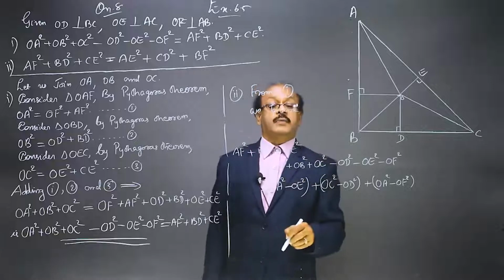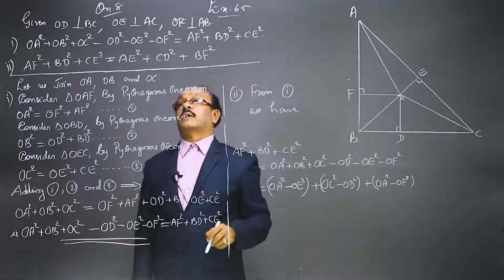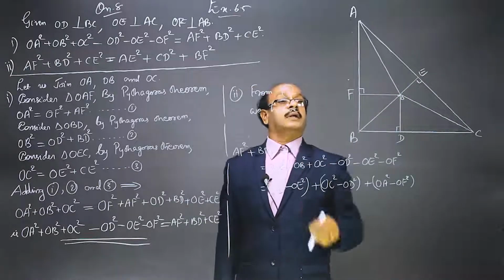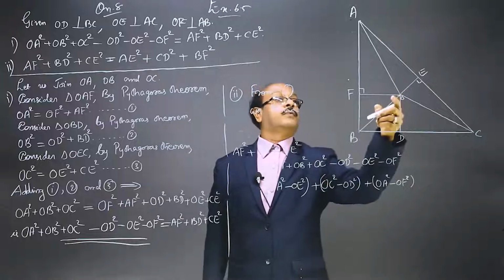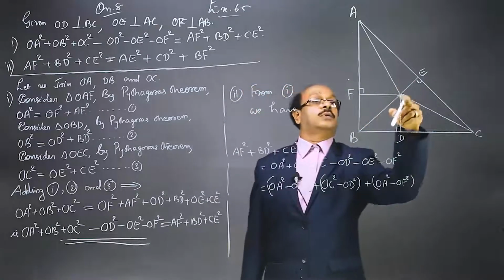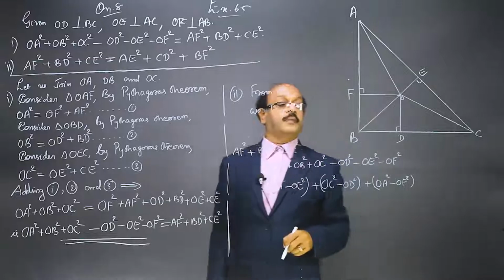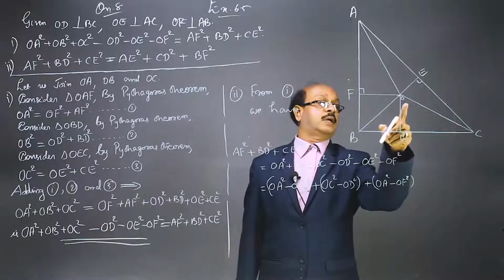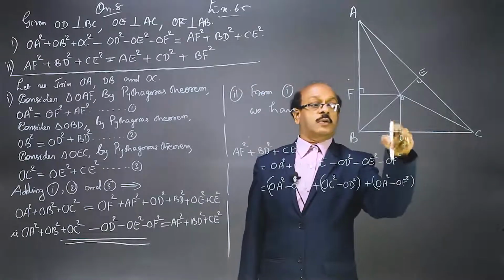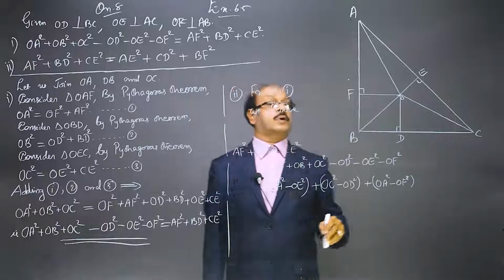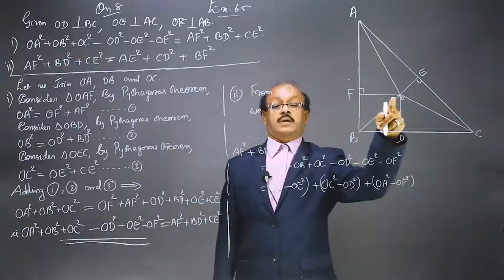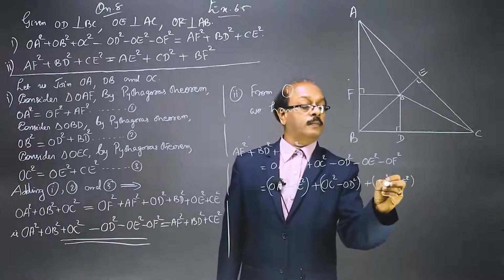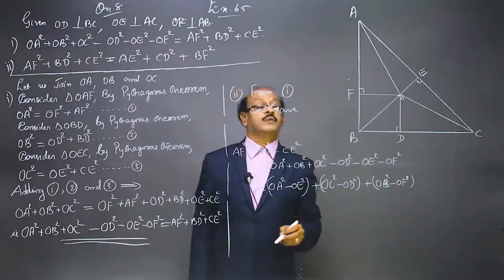Here it is AE square. We want AE square. AE square is equal to OA square minus OE square. Then second, CD square is equal to OC square minus OD square. Then the third is BF square. BF square is equal to OB square minus OF square.